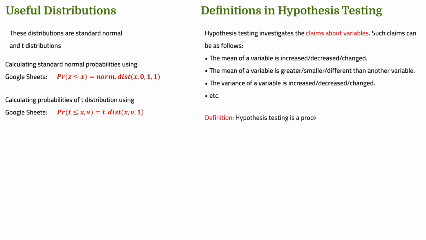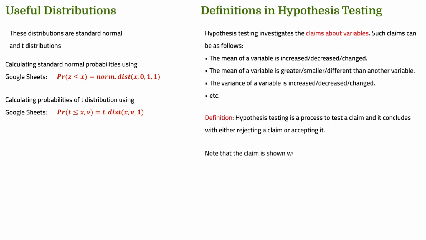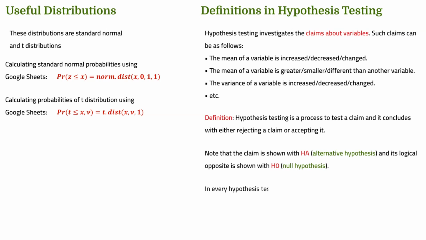The variance of a variable is increased, decreased, or changed, etc. Definition. Hypothesis testing is a process to test a claim, and it concludes with either rejecting a claim or accepting it. Note that the claim is shown with HA or alternative hypothesis, and its logical opposite is shown with H0 or null hypothesis. In every hypothesis testing, one should state H0 and HA first, which dictates the setting and shows how to proceed with the testing.